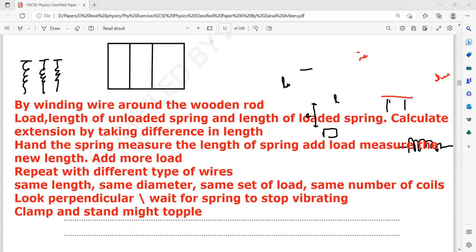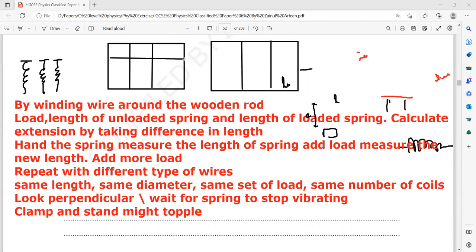Then you can have both of them on the same table, or you can draw a separate table. But the table must have column headings. So here we have load and the unit is Newton. Then we have the length of the spring, and then the extension. Millimeter or centimeter, it's up to you. Usually we use millimeter, but centimeter is also correct.